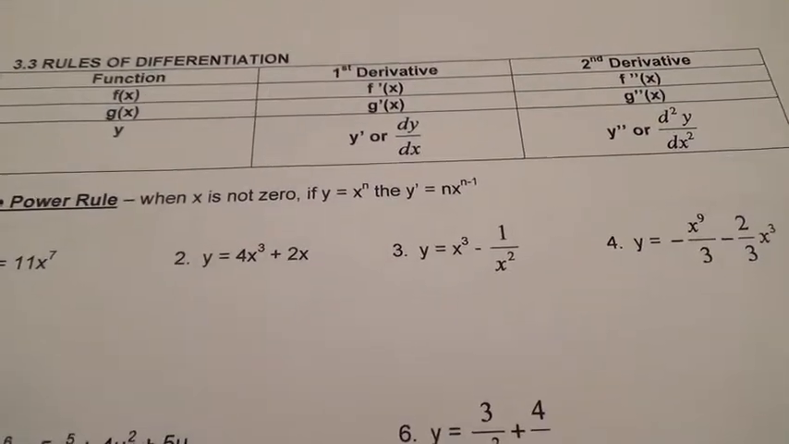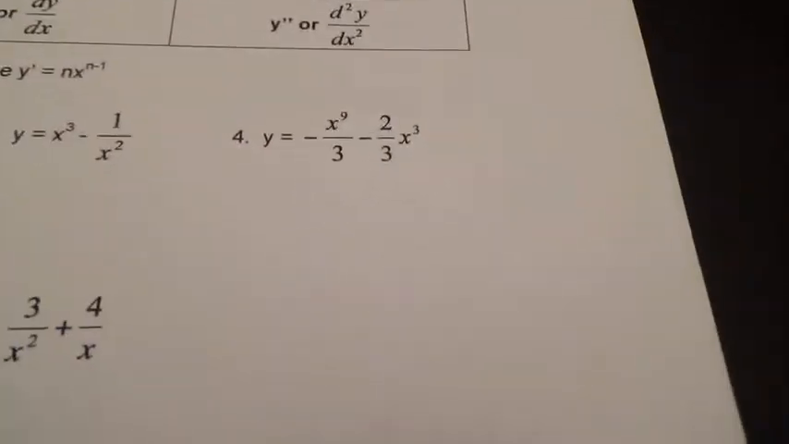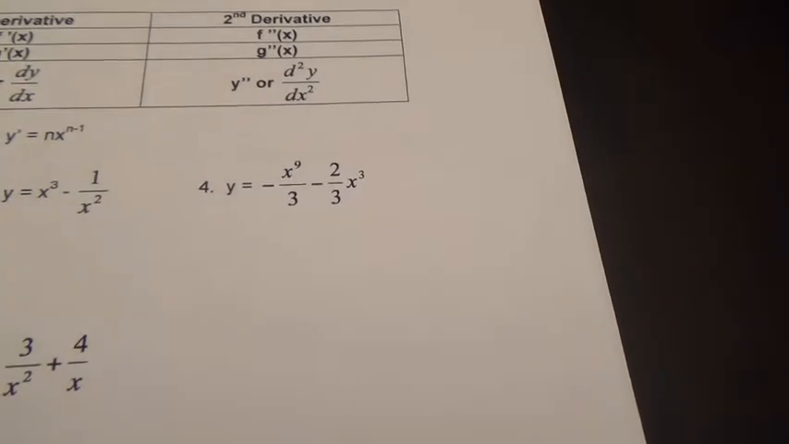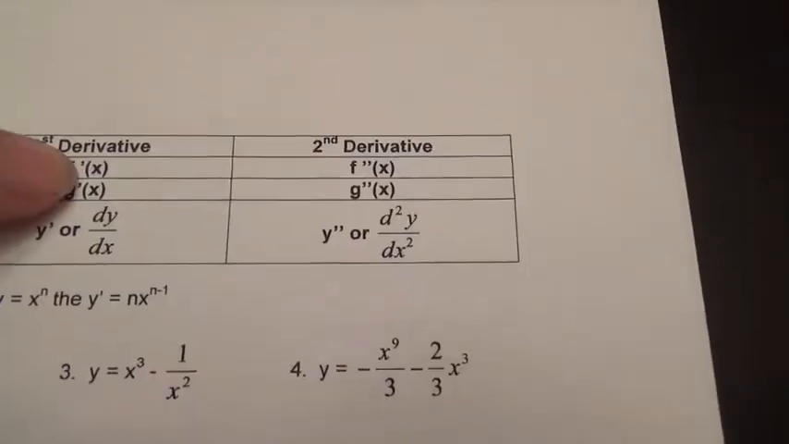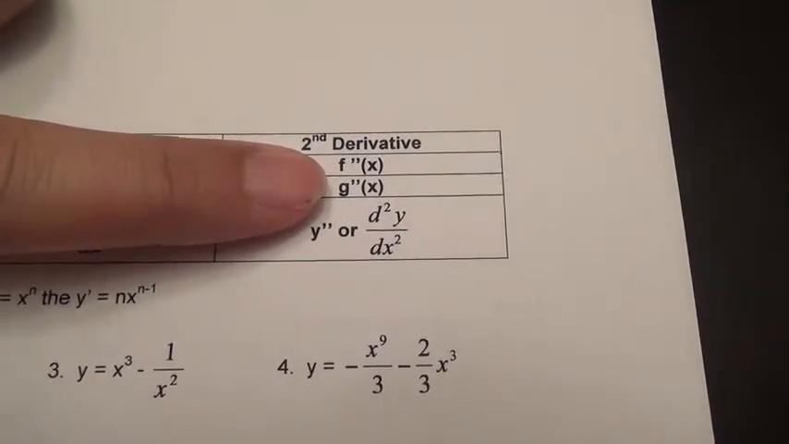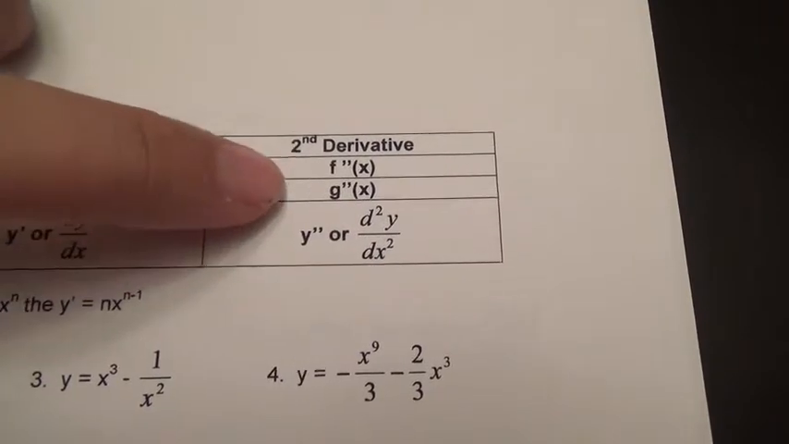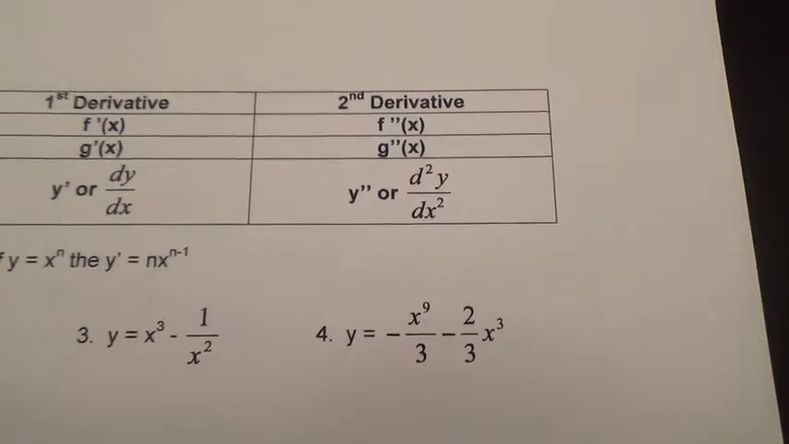The table is giving you the ways different functions can be named: f of x, g of x, y. The number of tick marks corresponds to how many derivatives we've taken. Since this is one tick mark, it's your first derivative. These over here have 2 tick marks, so it's your second derivative. Obviously, if we were to take a third derivative, you'd have 3 tick marks, and so on.